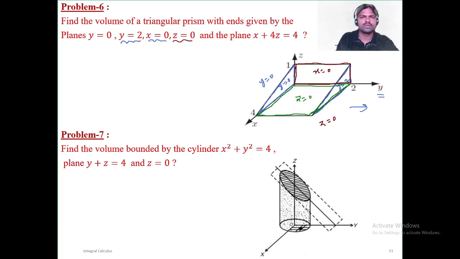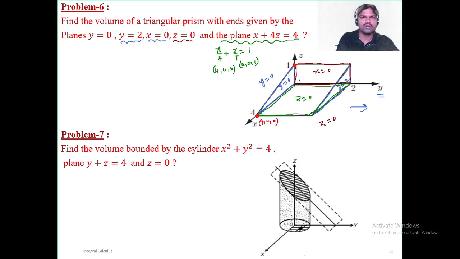Next one, look at the plane x plus 4z is equal to 4. If you divide both sides by 4, you will get x by 4 plus z is equal to 1. Now this plane intersects the x-axis at 4 comma 0 comma 0, and intersects the z-axis at 0 comma 0 comma 1. So this point is 0 comma 0 comma 1, and this point is 4 comma 0 comma 0.